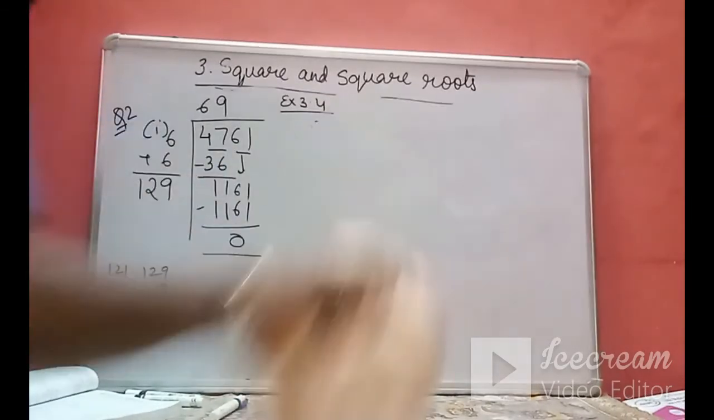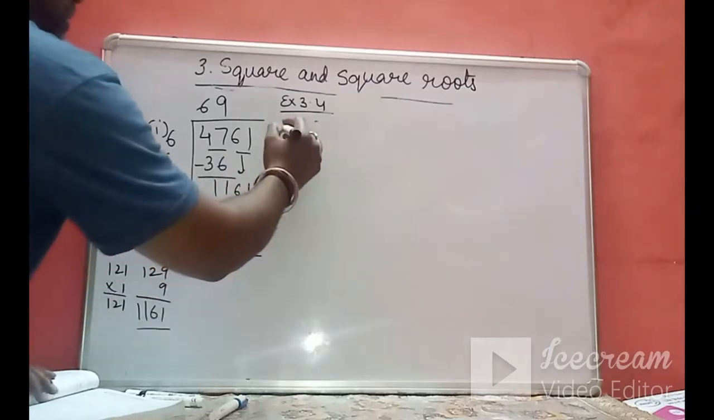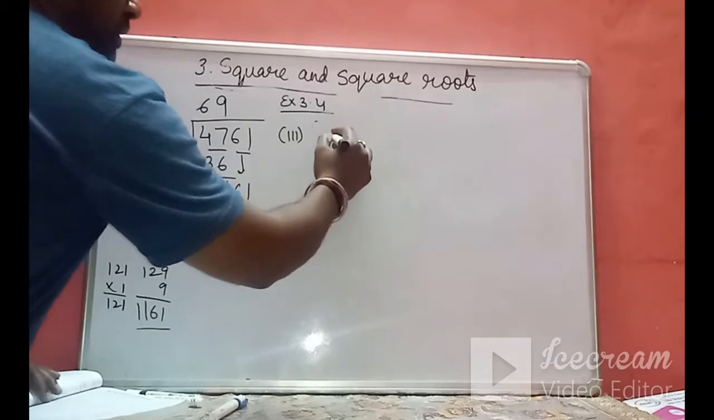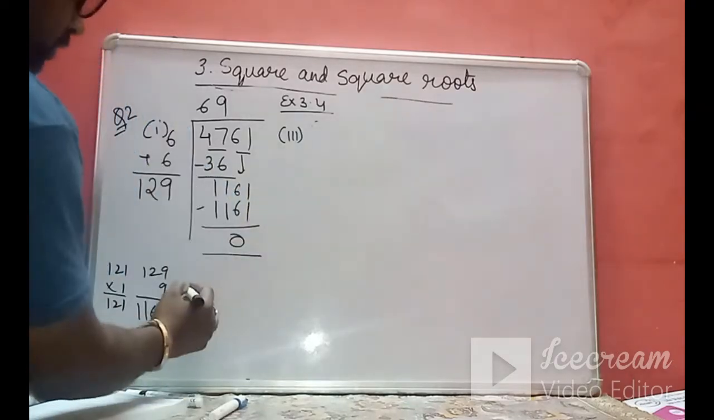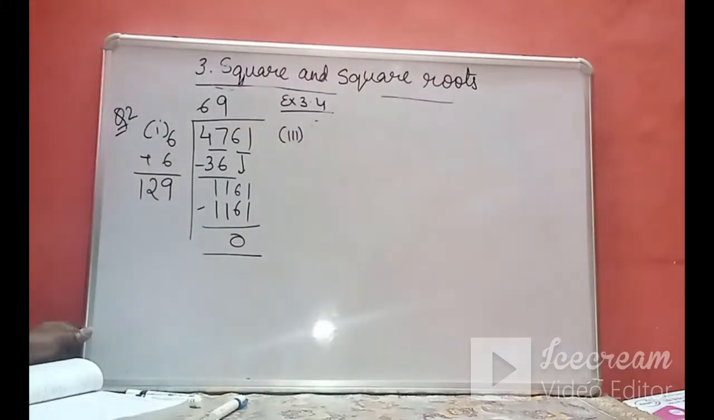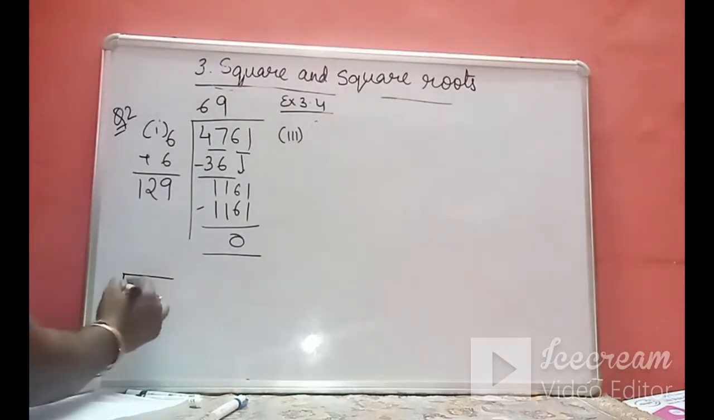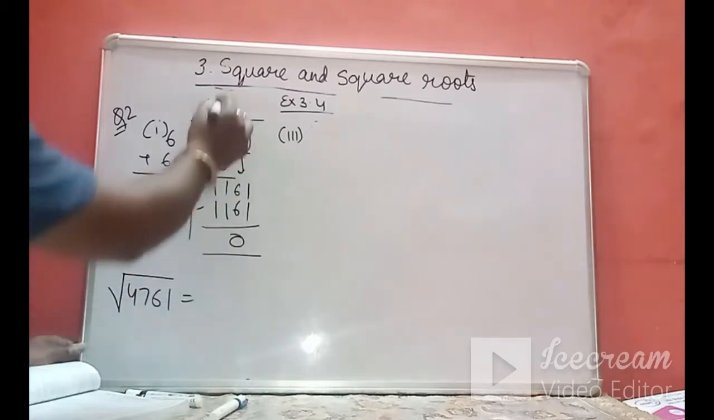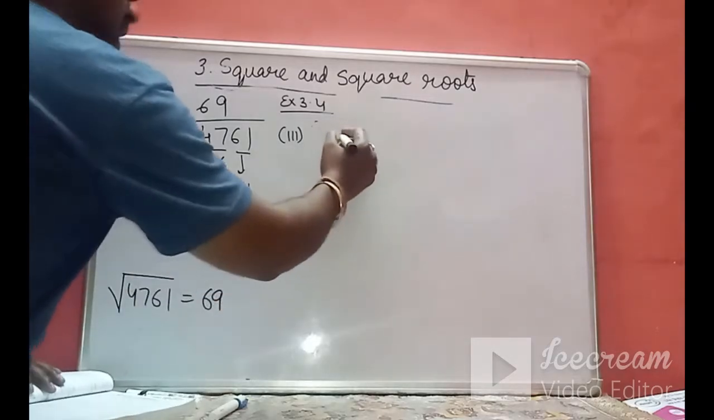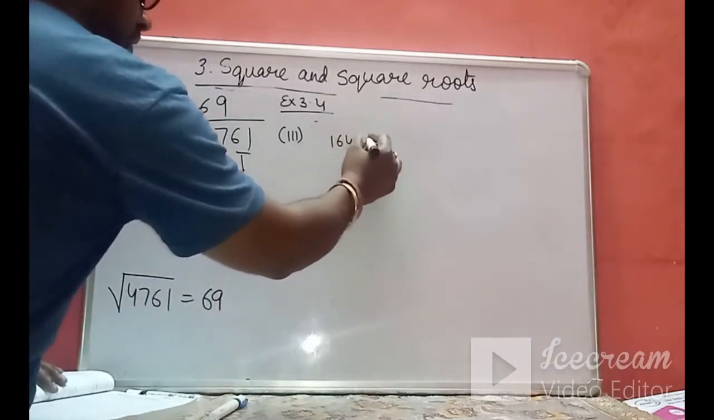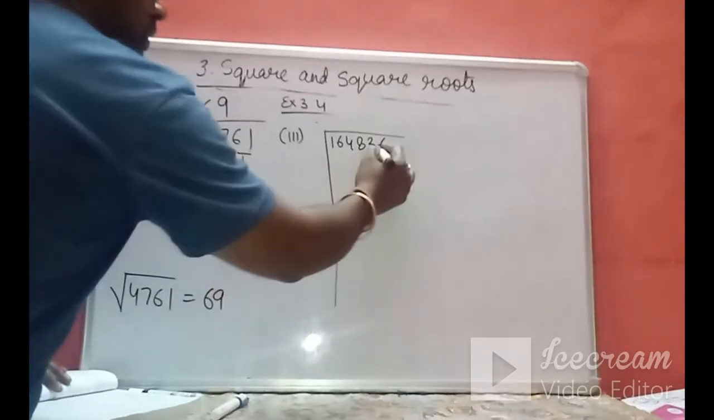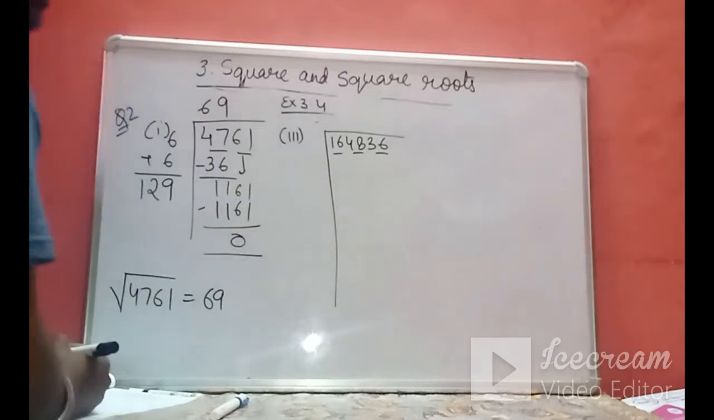Similarly, let's take a bigger number now. Third one, 164836. So what is the square root? Okay, let's write the final answer. Okay, I forgot to write. So I can say square root of 4761 is this number, that is 69. Then a number is there, 164836. So again 3 pairs are there.